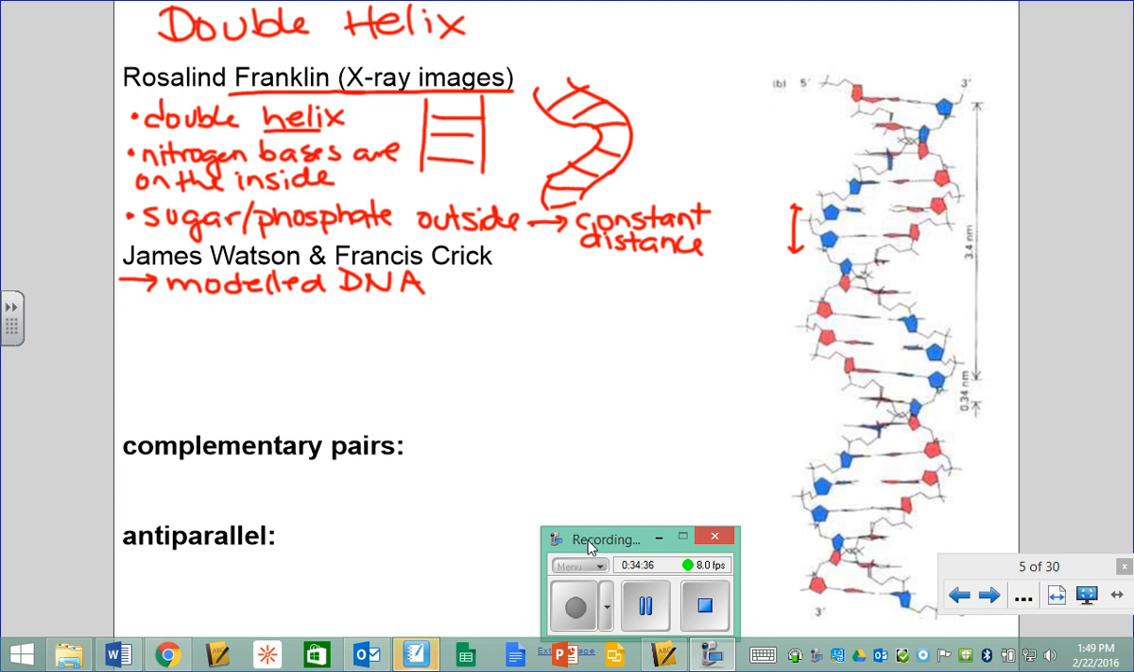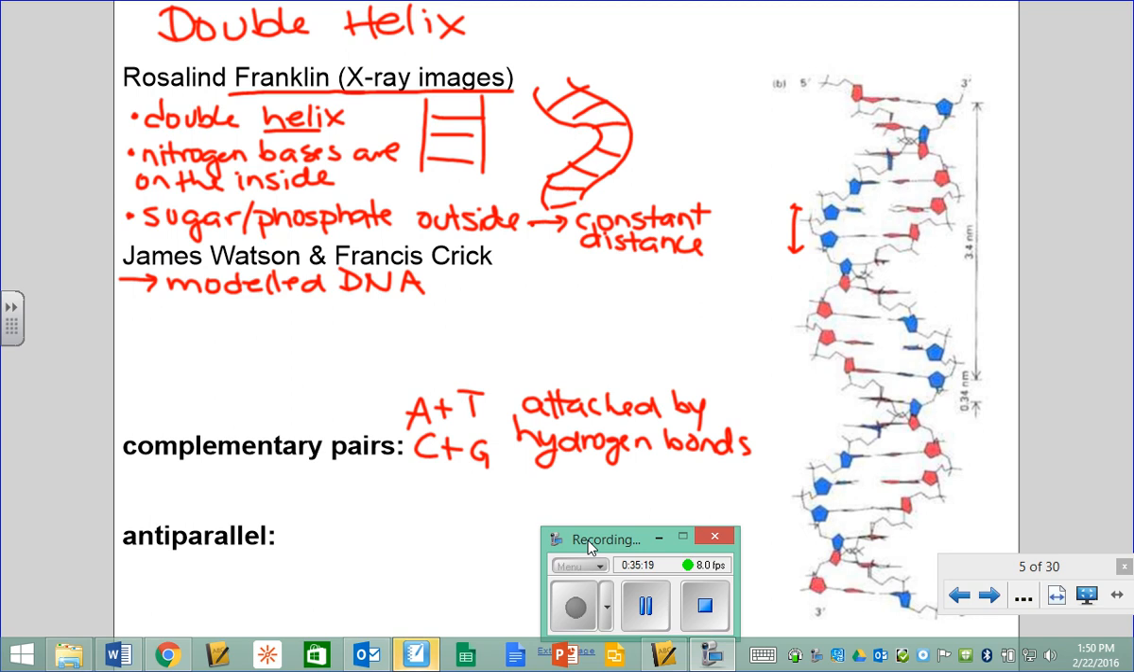Now, because of what Franklin and Watson and Crick all did, we know that there are complementary pairs. That means A goes with T, so adenine with thymine, C goes with G, cytosine with guanine. When you look at a molecule of DNA, there are always two sides. One of the letters will be on one side, the other will be on the other side. And these are attached by hydrogen bonds.